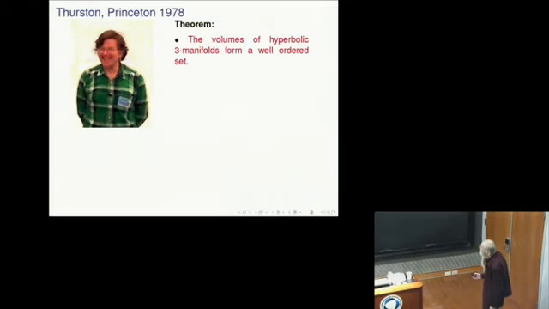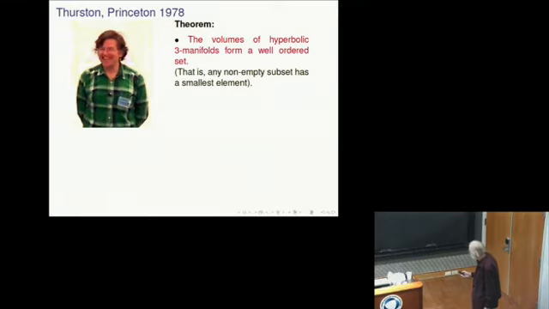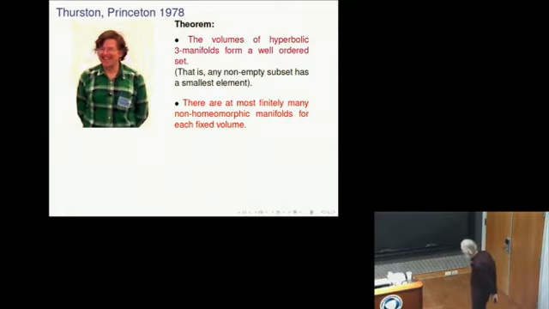And a few years later, he produced some amazing theorems in this direction. First of all, he showed that the possible volumes of hyperbolic three manifolds form a well-ordered set. So if you're given any collection whatsoever, not necessarily finite, of three-dimensional hyperbolic manifolds, there will always be one with smallest volume. And he proved that this volume is almost a complete invariant. If you're given the volume, there are only finitely many possible manifolds.